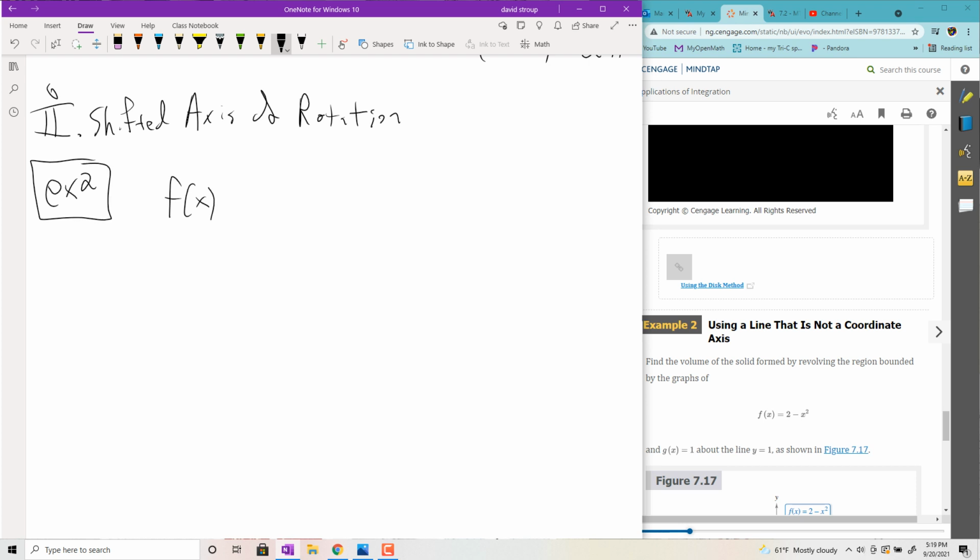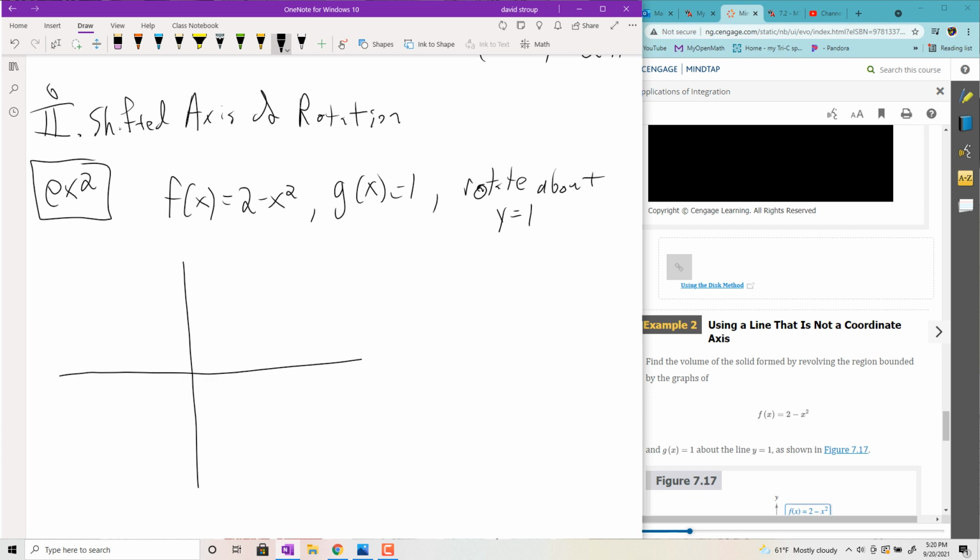So they have f of x equals 2 minus x squared. And then they also want the line g of x equals 1. And we want to rotate about the line y equals 1. Okay, so let's graph the thing. 2 minus x squared will flip the graph of a parabola upside down and then shift it up 2 places. So 1, 2, and then you'll get plus or minus square root 2 for intercepts, so it'll be right there. Okay, g of x equals 1, that's just a horizontal line going through 1. And that's the line we also want to rotate about.